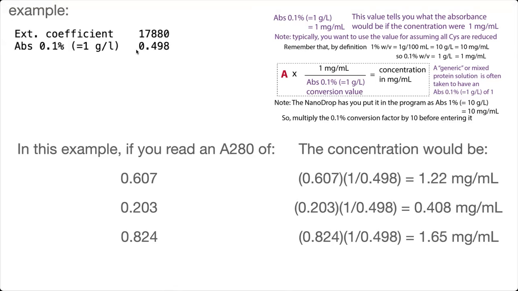Now let's imagine that we had an absorbance 0.1% of 0.498, so lower. This would mean that for the same amount of protein, we would absorb less light. So if we were to measure 0.607 now, we would actually have 1.22 mg per mil, because you would have to have more protein copies in order to get the same amount of light absorbed. So all these values are going to be higher, but we could calculate it in the exact same way. Just now we're using a different absorption conversion value.